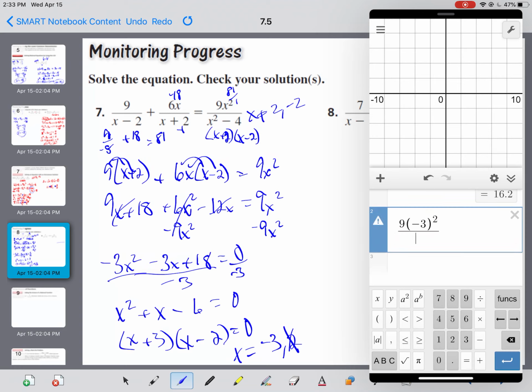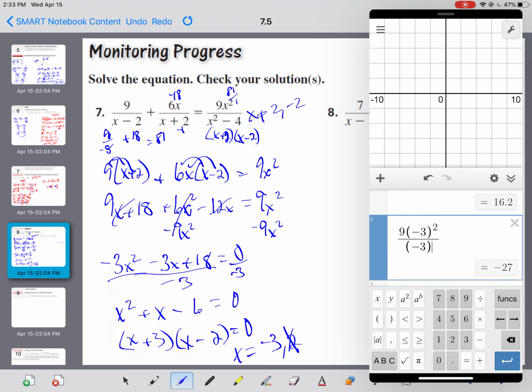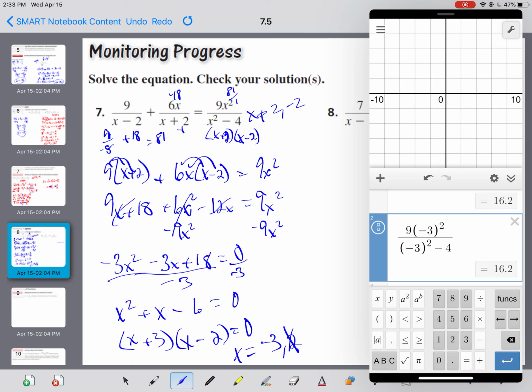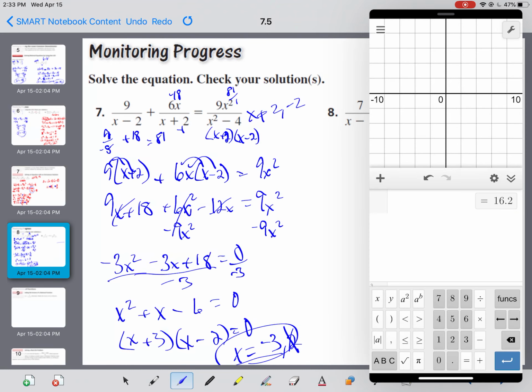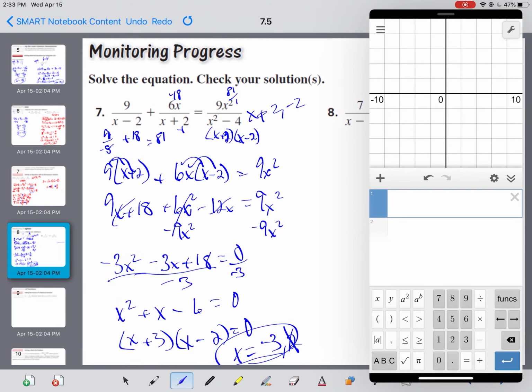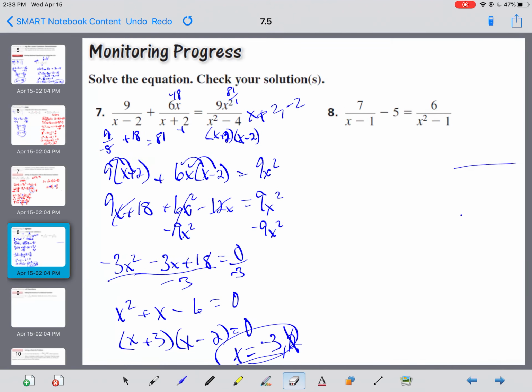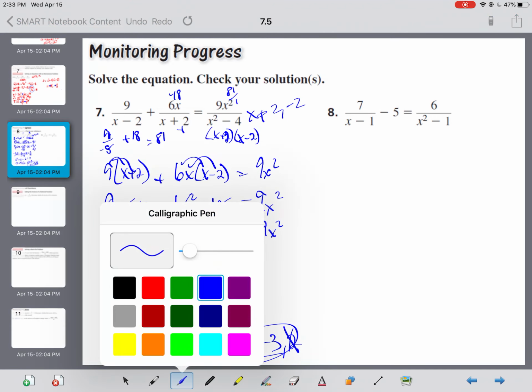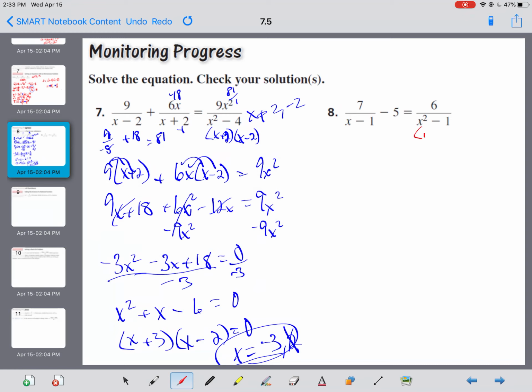All right. And 9 times negative 3 squared divided by negative 3 squared. Oh, nope, down here. Minus 4. 16.2 and 16.2. It works. Okay. I don't know what's going on there. Slide to the right. There we go. All right. Getting close.